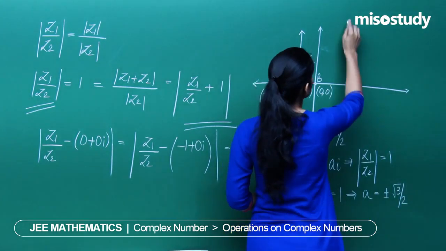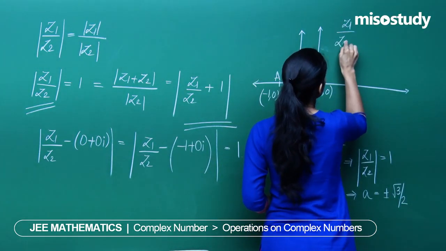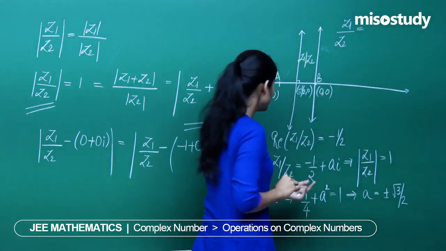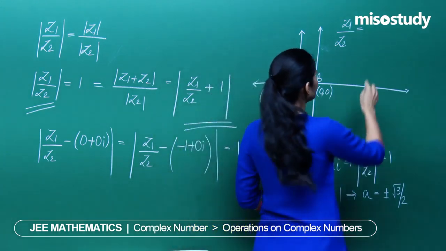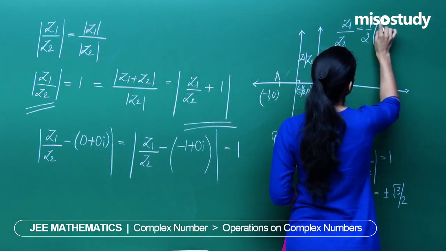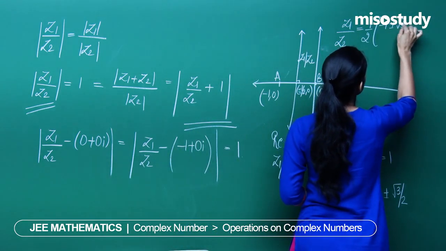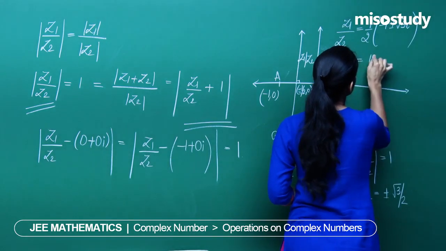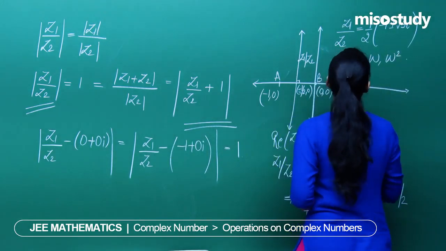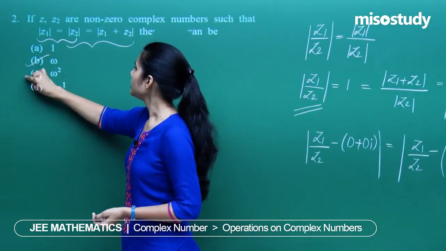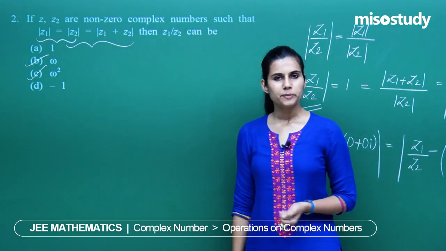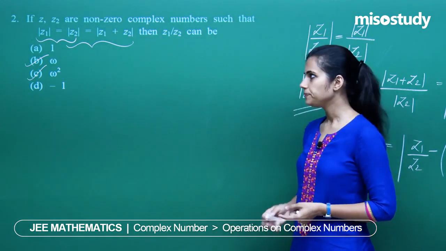If a is plus minus root 3 by 2, Z1 by Z2 is coming out to be minus 1 by 2 plus minus root 3 by 2 iota. Taking 1 by 2 common, you have minus 1 plus minus root 3 iota, which is nothing but omega and omega square. So Z1 by Z2 is coming out to be option number B and C, which is omega and omega square.